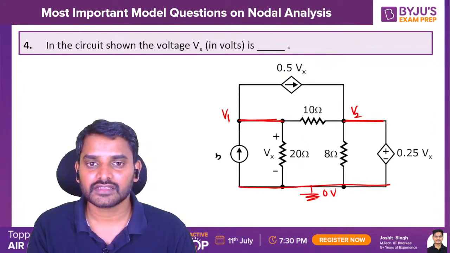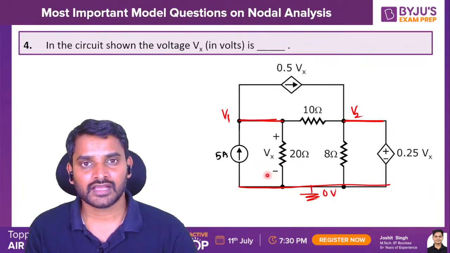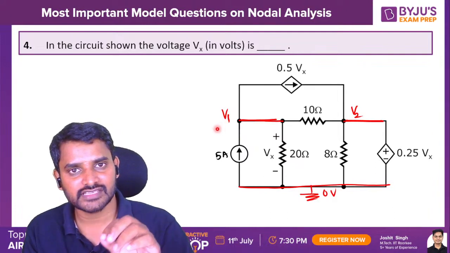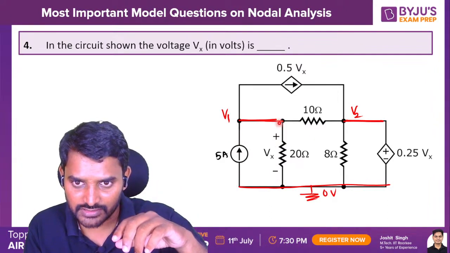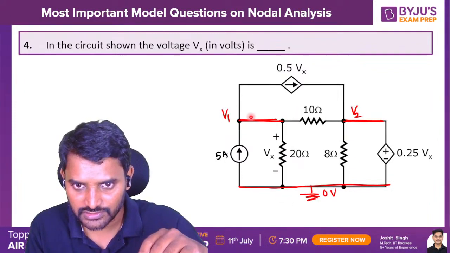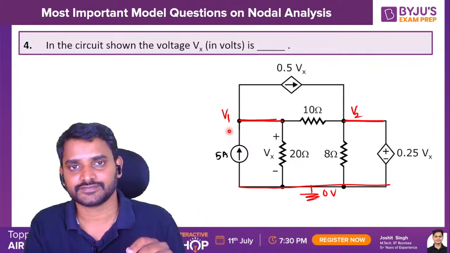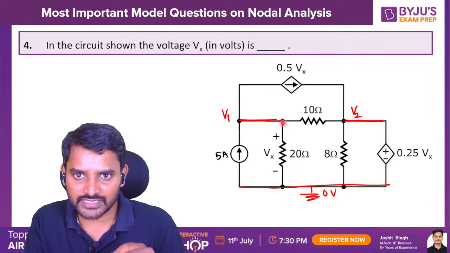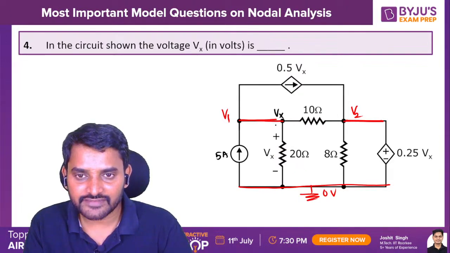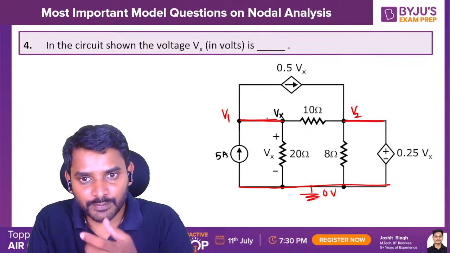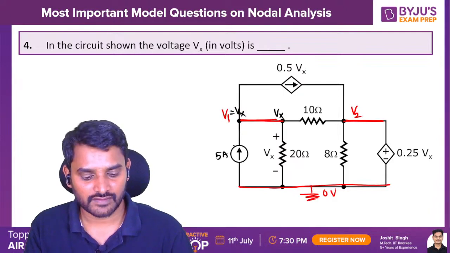This current source value is 5 amperes. See here everybody, when we assign the node voltage, you should always assign it with respect to ground only. So with respect to ground, this point is at V1 potential. You can move like this or like this, any one path, so that if you reach that point the voltage with respect to ground is V1. From this ground to this point, the voltage across 20 is Vx. So here I can write Vx. Now between Vx and this point V1 there is no element. If there is no element, there is no voltage drop. So I can say V1 is nothing but Vx.